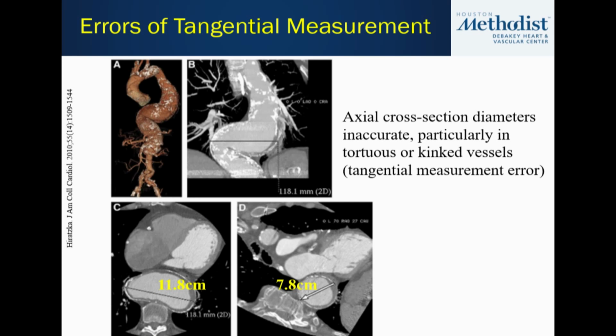However, if you were truly to do a measurement using the double oblique, where you're perpendicular to the long axis of blood flow and create a real nice short axis of this vessel, you can see, yes, this aorta is still enlarged, but there is a marked difference in the values, from 7.8 to 11.8 centimeters.